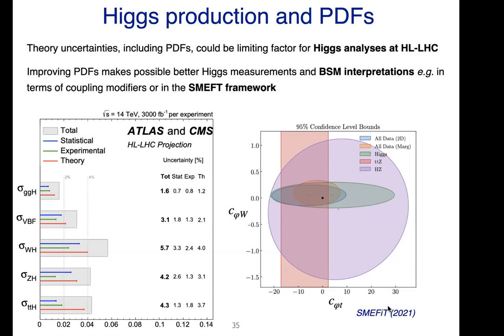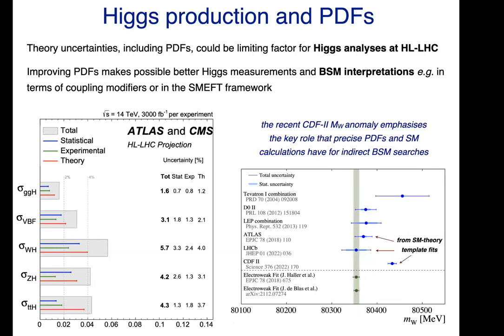In this analysis, what they do is fit the coefficients of higher dimensional operators to Higgs production data and data from other processes. Again, right now we are not limited by theory errors, but at the high luminosity LHC we might be. And this would imply that SMEFT interpretations could be hindered because your PDFs are not good enough, for example. And it's interesting to note that the recent CDF II MW measurement or anomaly emphasizes the crucial role that PDFs have for SM predictions and BSM interpretations.